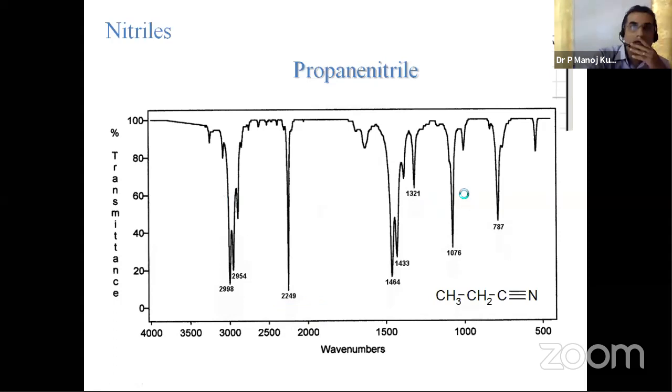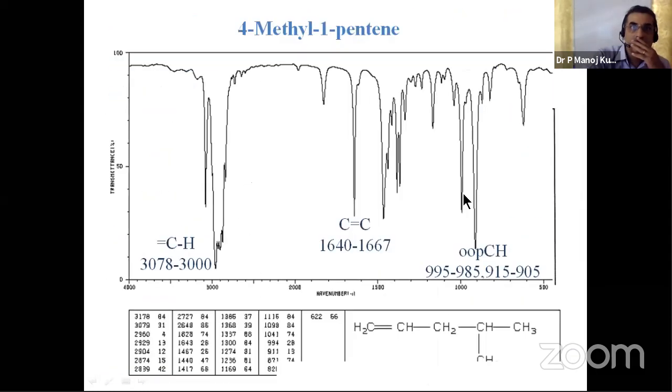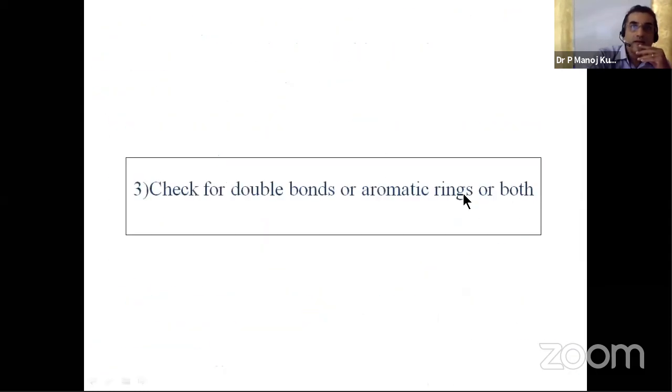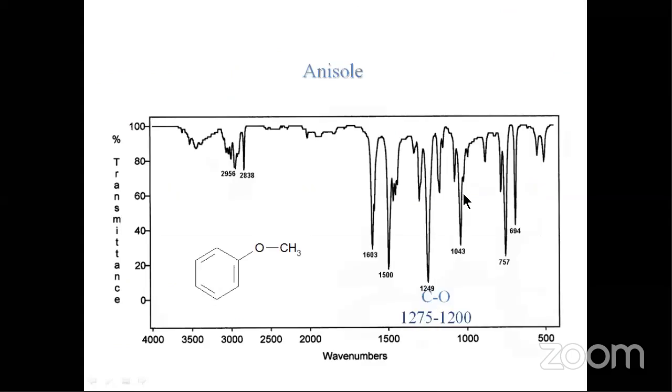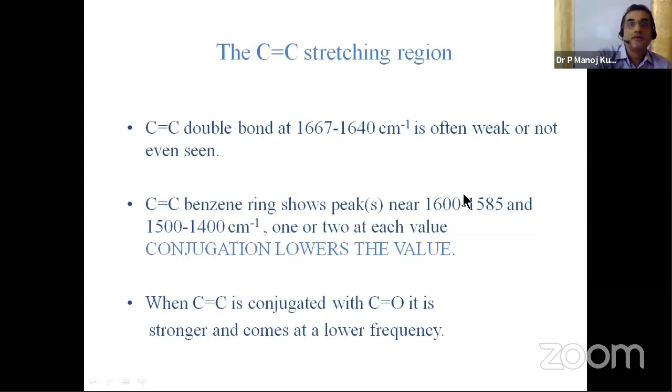Now, I will try to discuss the double bonds. I'm just changing the order of the slide so that it will help us later. The next common functionality which you will see in most organic compounds is double bonds or aromatic rings. CH3, CH2 or CH is an integral part of most organic compounds; without that, you don't have an organic compound. Next, what we come across is the presence of double bonds or aromatic rings.